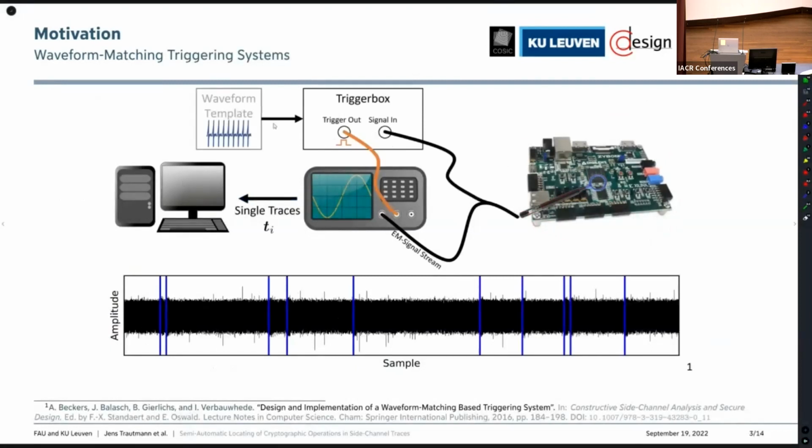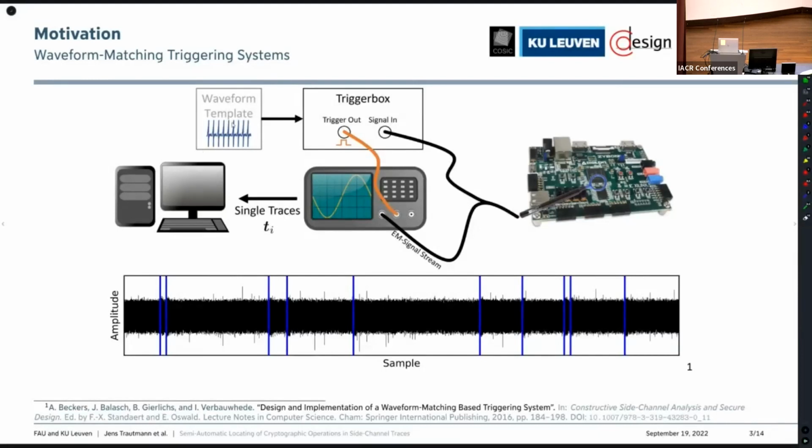al. in 2016. What this does is that we can compare a previously obtained waveform template, which is the template pattern of a cryptographic operation or the prologue of one, against the incoming data stream. If it is similar enough, we know that a cryptographic operation is happening on the trace, and then we can get single traces of each and every one of those cryptographic operations, here marked by those blue lines, to the control PC, which can then do the attack afterwards.